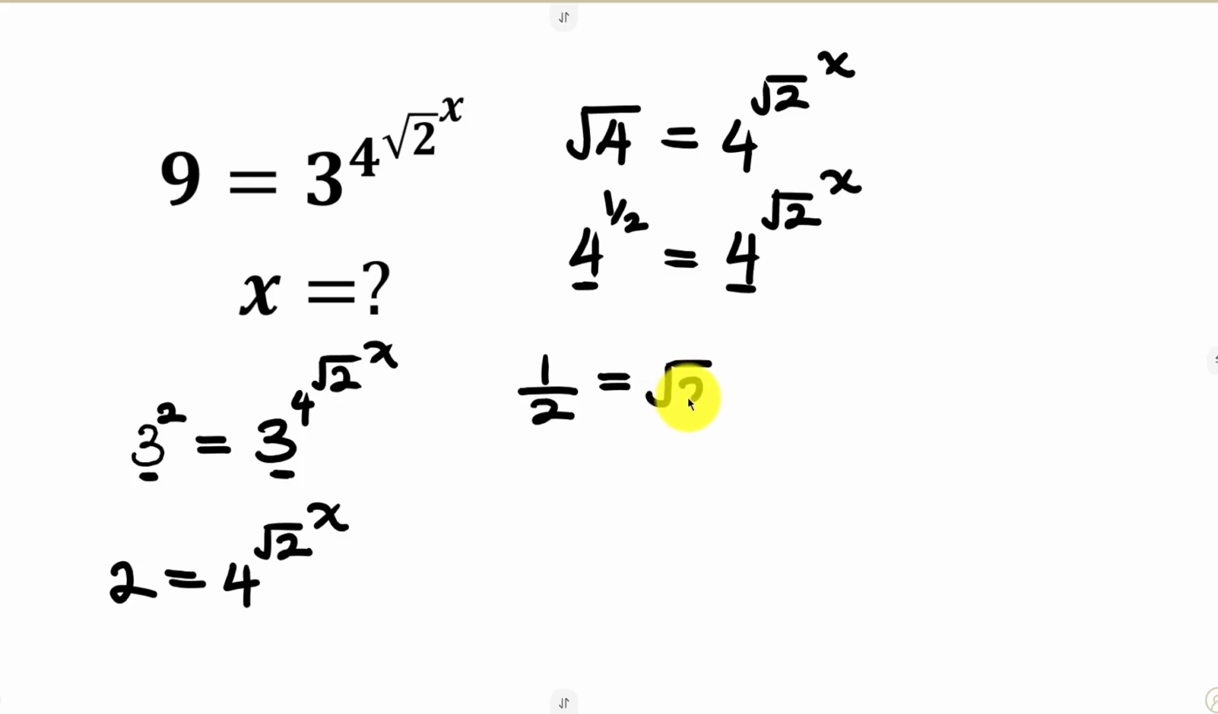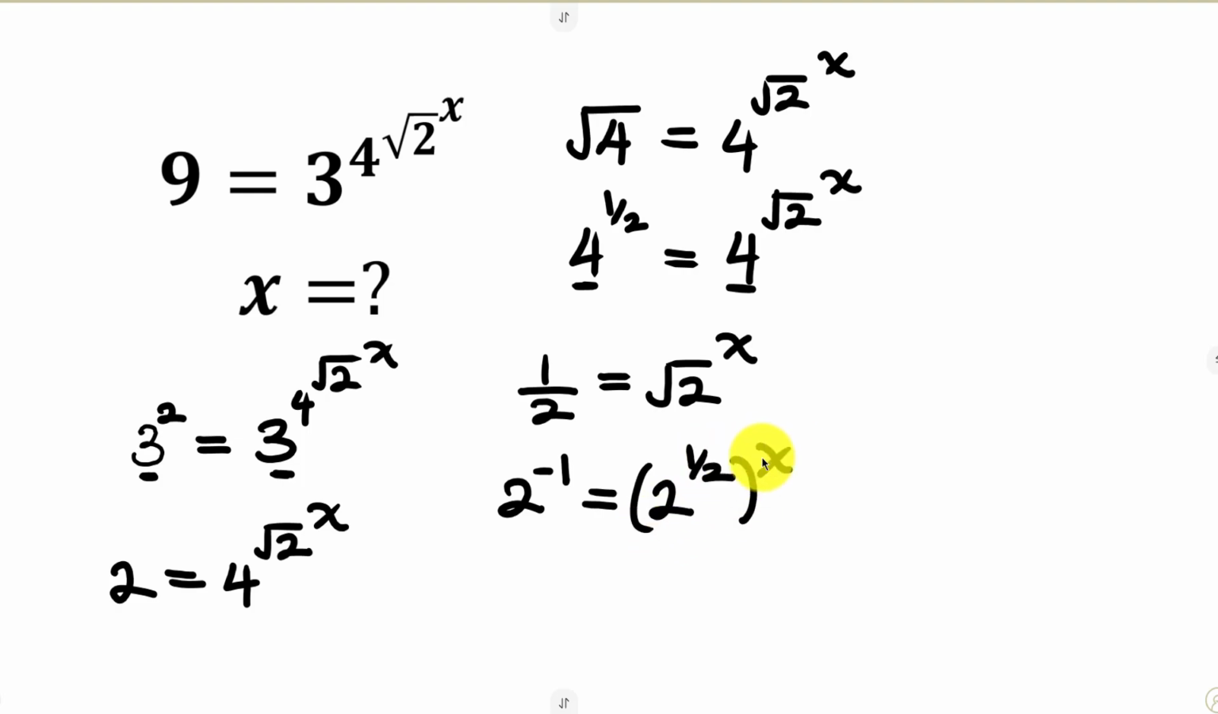We have the square root of 2 raised to the power of x. Now let's simplify the left hand side and the right hand side. 1 over 2 can be written as 2 to the power of negative 1. It's an inverse of 2. This is equal to, now the right hand side, we have the square root of 2, which can be written as 2 to the power of 1 over 2. Just as writing the square root of 4 as 4 to the power of 1 over 2. Good. And this is raised to the power of x.